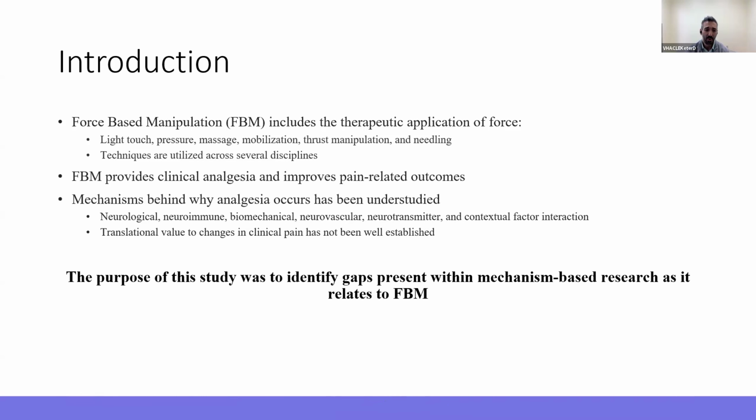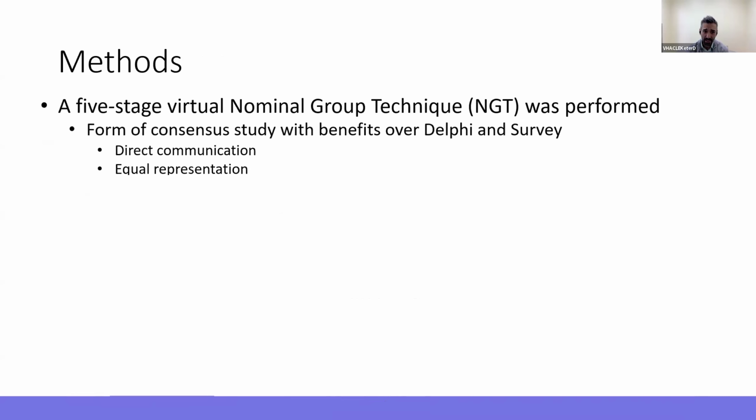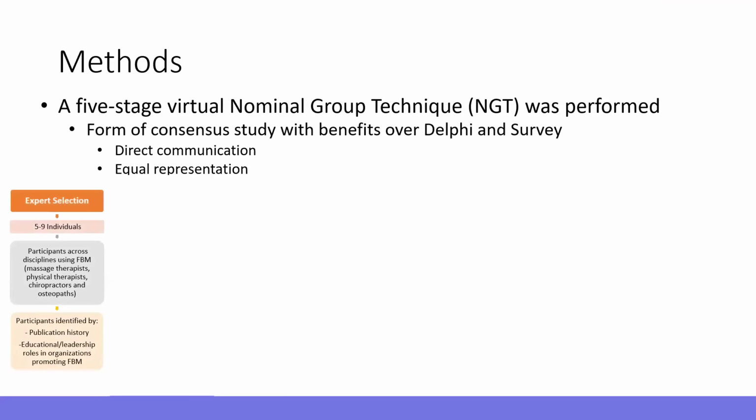So the purpose of this study was to identify gaps present within mechanism-based research as it relates to force-based manipulation. We did a 5-stage virtual nominal group technique. As I mentioned, this is a form of consensus research. It's not as common as things like the Delphi that we hear of, but there are really some benefits to it over Delphi and surveys, such as direct communication between the participants and equal representation of the participants in the group.